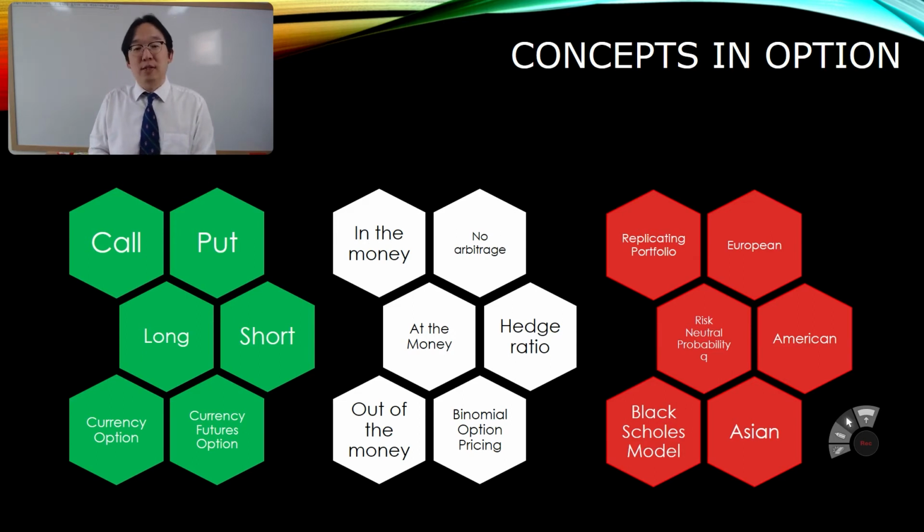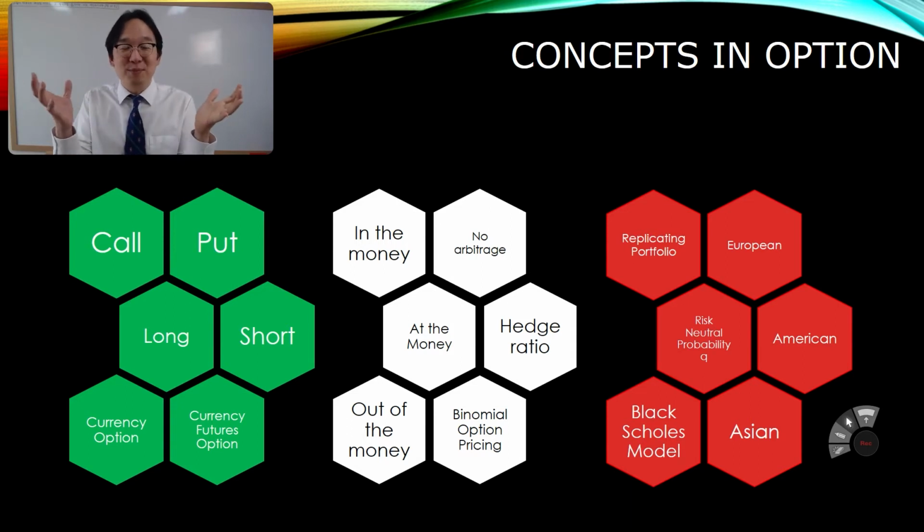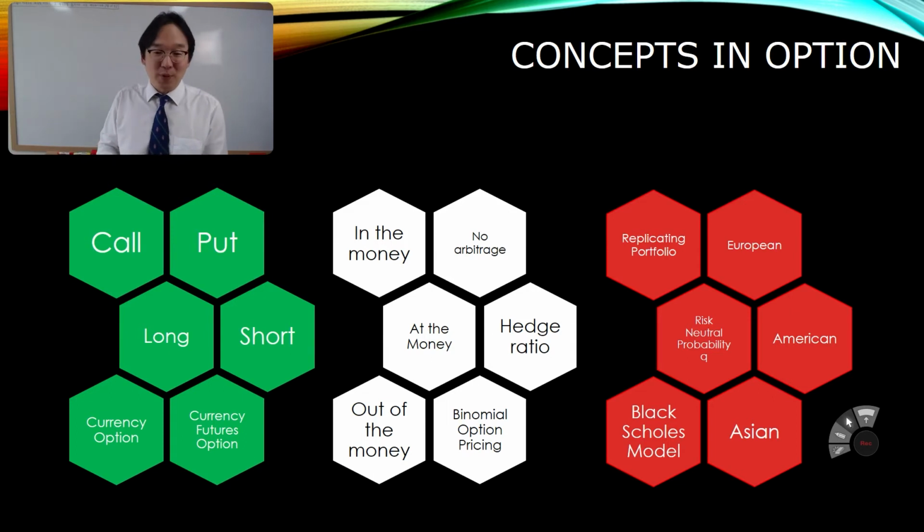Also, you will face some words like replicating portfolios, and then risk neutral probability. What do you mean risk neutral, right? Aren't we risk averse, right? We're going to use that concept here. And then the Black-Scholes option pricing model. Whoa, that Nobel Prize winning Black-Scholes model, right? And then European, American, and Asian options. What? Asian option is also there? Yes, right? We're going to spend more time on European options, right?